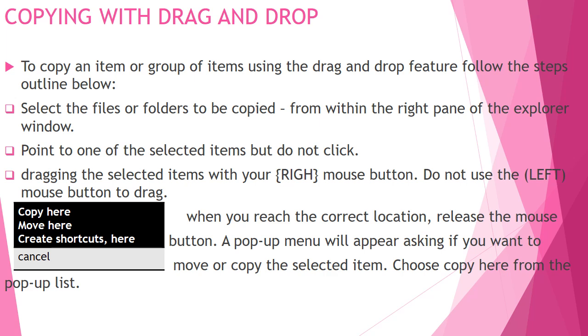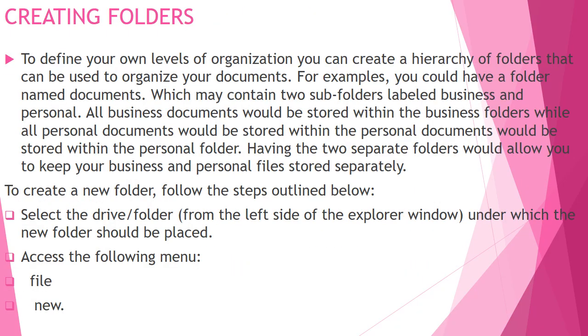But if you ignore it, then you move or copy the selected item, then choose copy here from the pop-up list. So you have to choose copy. You don't have to choose cancel. Once you choose cancel, it will now go off. But once you choose copy, you'll be able to copy it and paste it on the other items, which is the drag and drop.